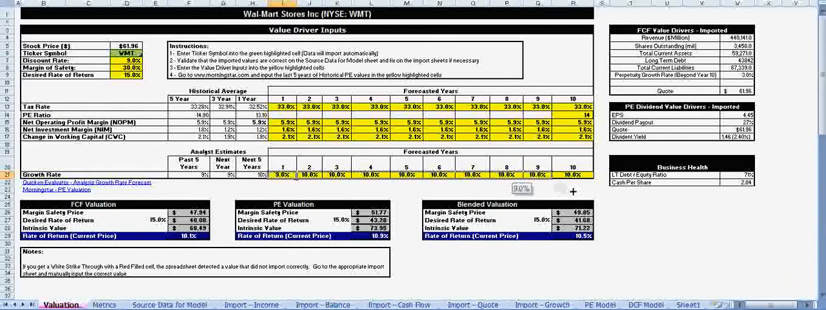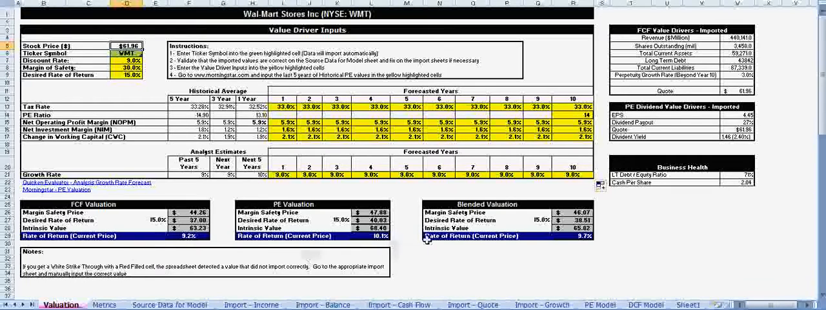So if we put 9% in there, which is probably a reasonable forecast, you can see the model thinks it's worth anywhere from $64 to $68 a share. It's currently trading at 62, so it's getting close to its fair value. Not quite there if you look at it from a blended perspective. So it's not overpriced, but it's not drastically underpriced either.